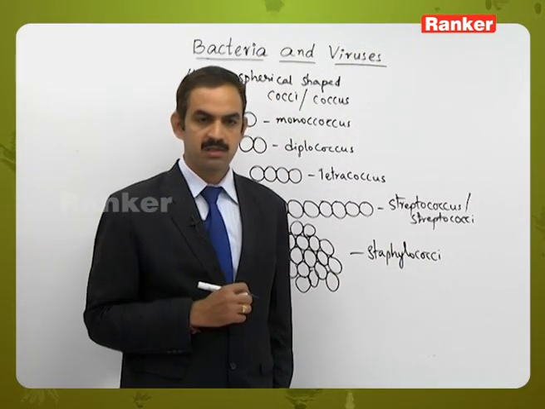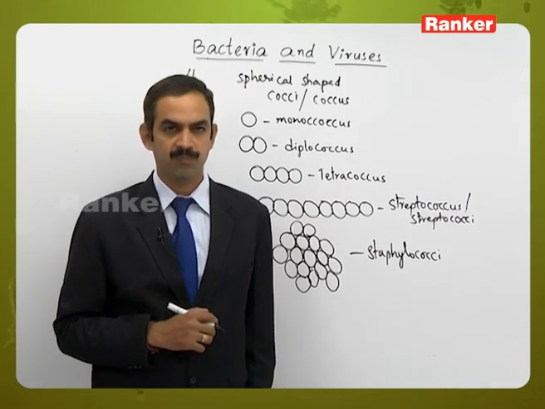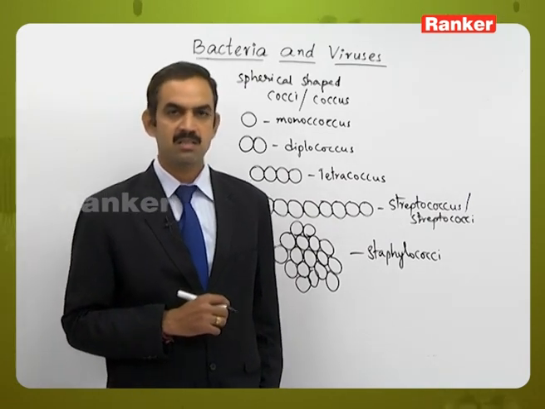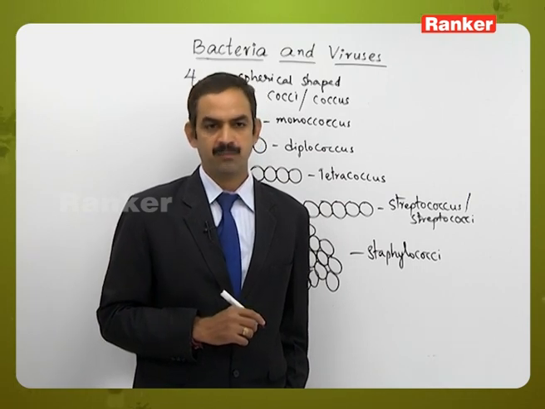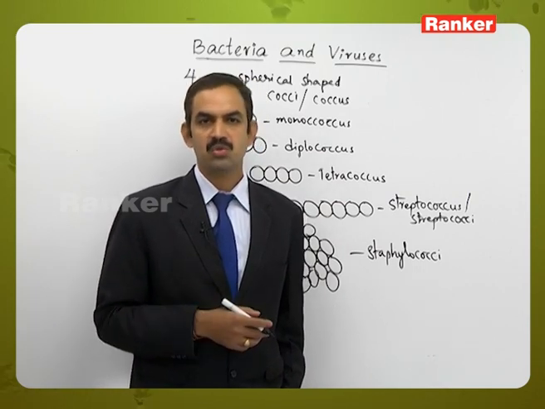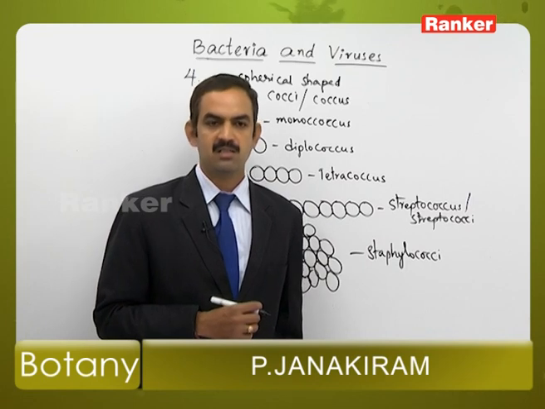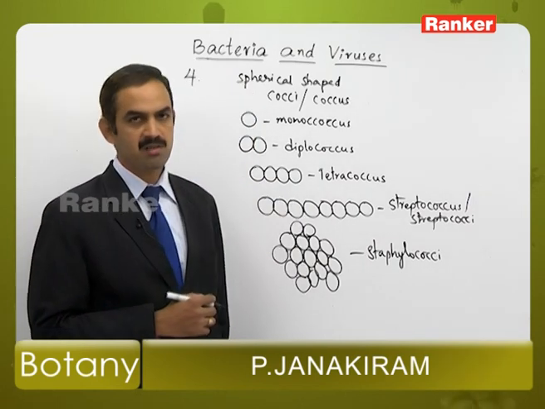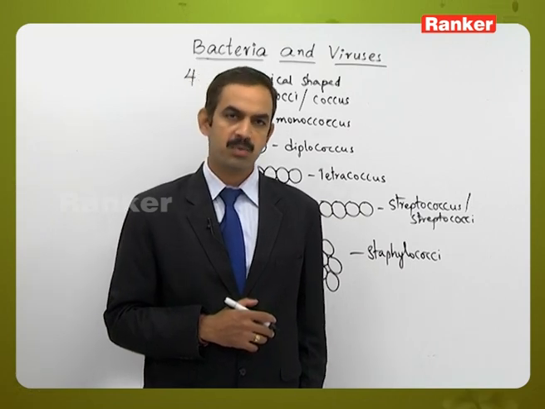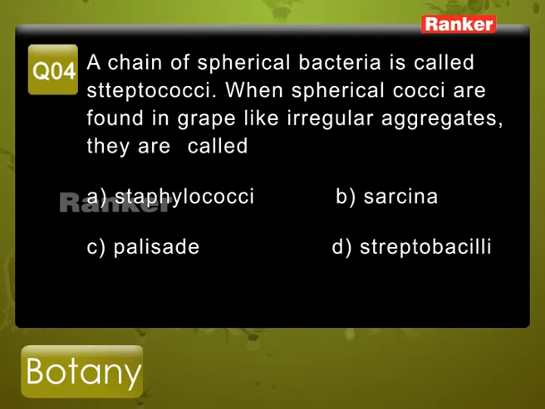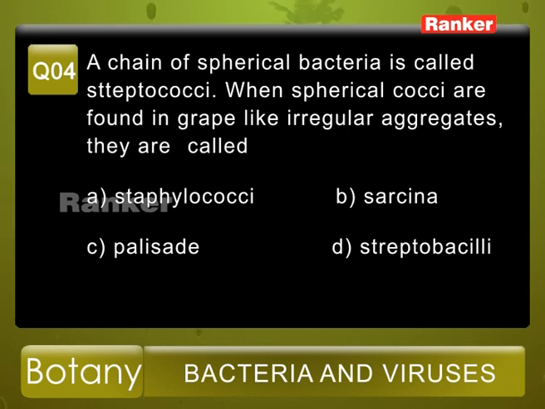So in the given options, B has been given as Sarcina. Sarcina means spherical shaped bacteria in the form of a cubical packet of 8, and Palisade is a tissue which is present in the leaf, and Streptobacillus, bacilli, is not spherical shaped bacteria but a rod shaped bacteria. And from the given options, Staphylococci, that is option A, is the correct answer.